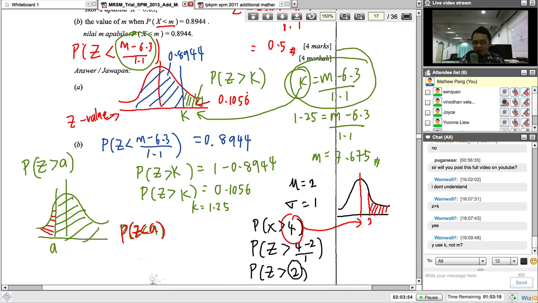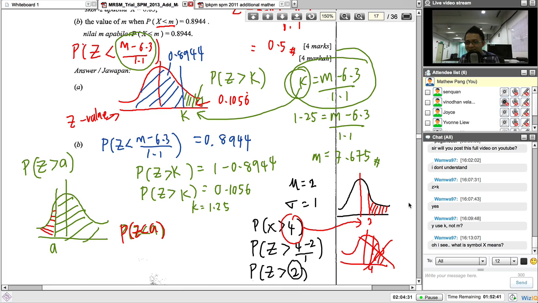This 4 here just now actually has the same meaning as M. If I draw the bell-shaped diagram and then write the 4 here, this is wrong. Why is this wrong? Because this 4 is the x value, not the z value. So in order to change the 4 to the z, I will minus the mean over the standard deviation. Then I have changed it to 2. But in this case, of course, it's unknown, so I just call it k and write the k downstairs. I hope this simple example gives you some idea how the bell-shaped diagram works.